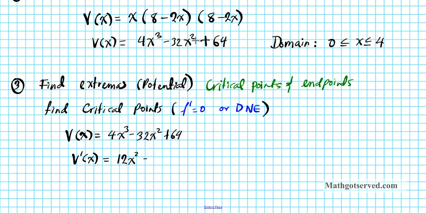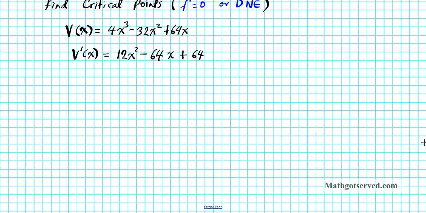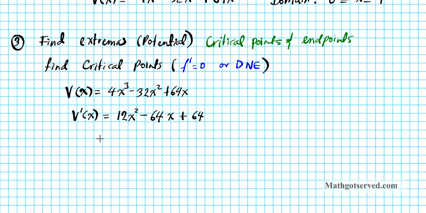So now when we take the derivative of this, it's going to become 64, and there's also an x here. It becomes plus 64x, and then when we differentiate this, it equals 64. Okay, so that's the derivative. Sorry about the mistake. Now we have the derivative. We're going to solve for where it's equal to 0 or where it does not exist. So for v prime equals 0, 12x squared minus 64x plus 64 equals 0.